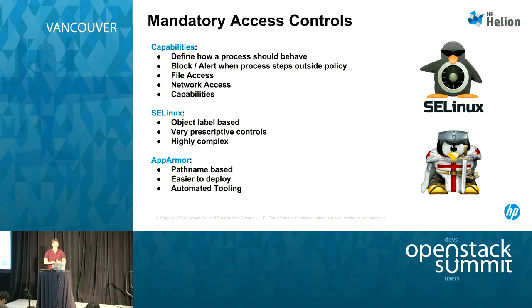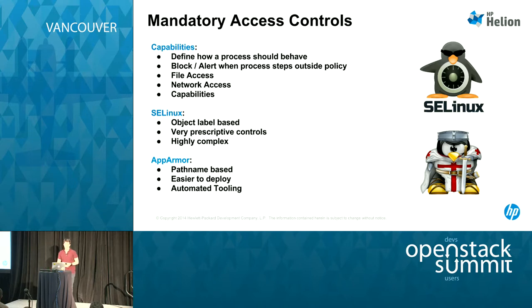They give you a few capabilities. You can define how a process should behave. You can block and alert when a process steps outside of that behavior. And things you can do there, you can define how a process should access files. If you have a process that never reads anything from /opt, for example, and then it starts reading, you can control that. It also gives you access to control Linux capabilities as well. And primarily there are two. Yes, I know there are things like SMACK, and I know grsecurity does mandatory access controls as well. But realistically, most people are probably going to be looking at these two.